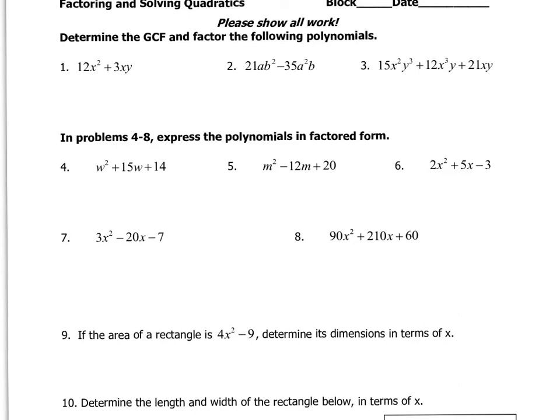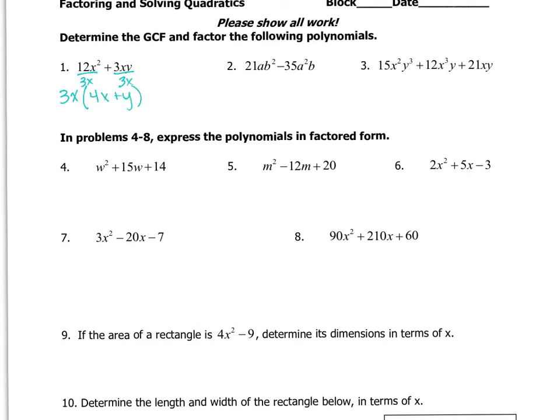So out of a 12 and a 3, we know that 3 will go into both of those evenly. They both have an x. The lowest exponent on the x is the 1. So if we divide by 3x, we get our leftovers, and that's going to be 4x plus y.